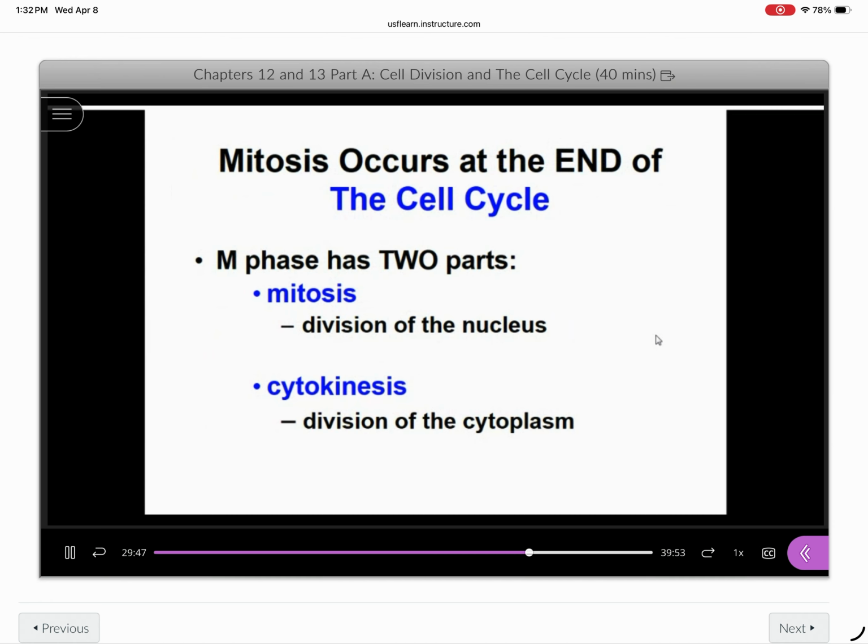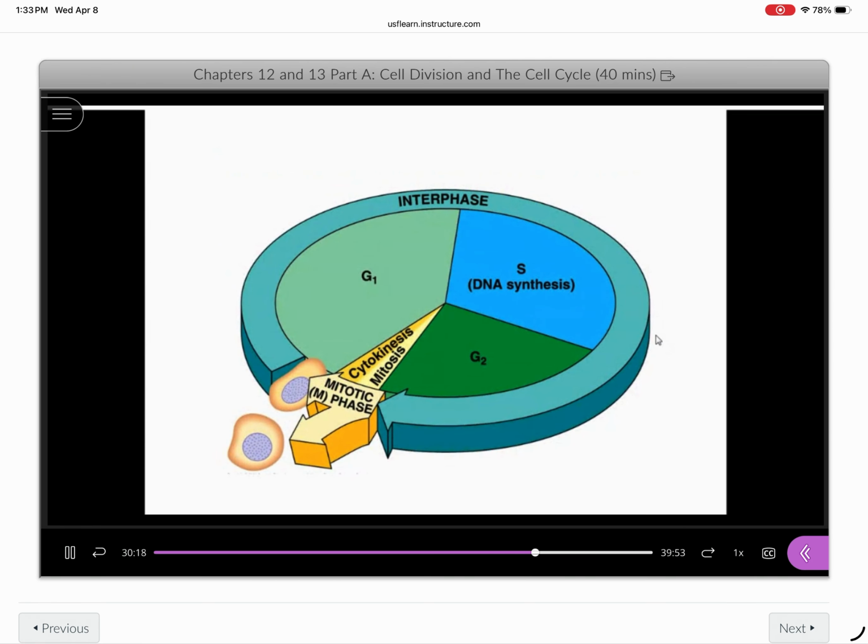So again, mitosis happens at the end of the cell cycle, right? So we have G1, S, G2, and then M. M phase itself has 2 parts. We have the division of the nucleus, or the contents of the nucleus. That's called mitosis. And then we have division of the cytoplasm. That's called cytokinesis. So mitosis and cytokinesis are actually two separate things that go on in the M phase. The whole cycle is shown here.